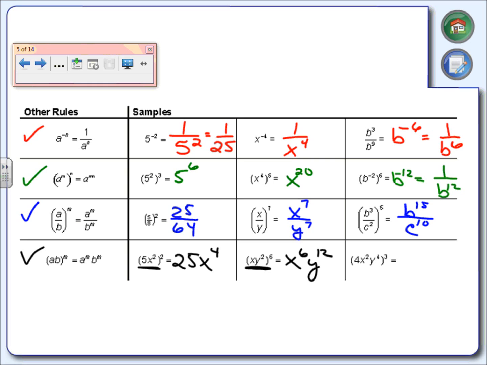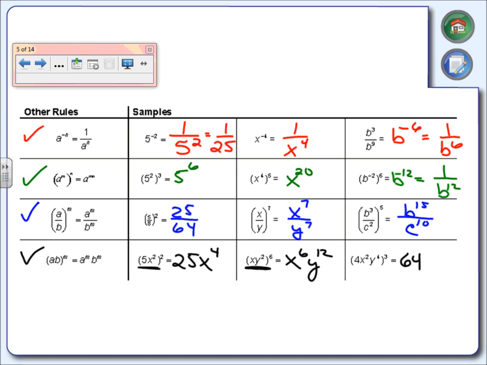Everything in parentheses needs to be taken to the 3rd power. Starting with this 4 right here. Anybody know what 4 to the 3rd power is? Not 12. 4 to the 3rd power. 64. Remember, when I say 4 to the 3rd power, that means 4 times 4 times 4.